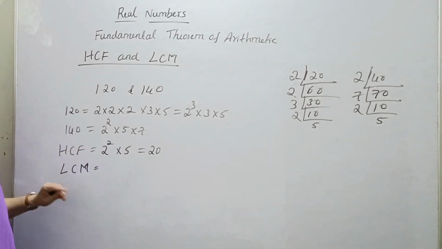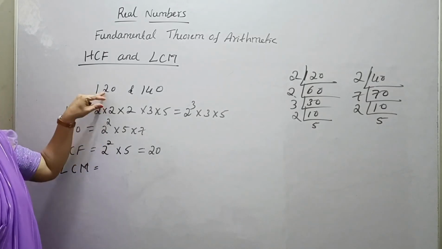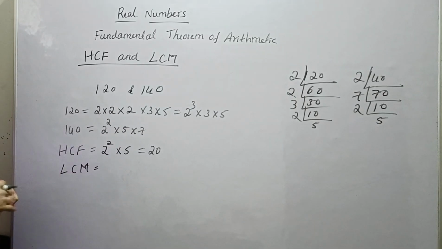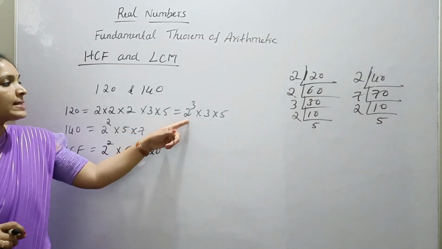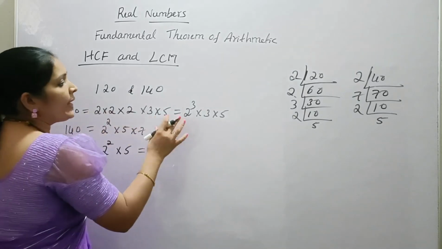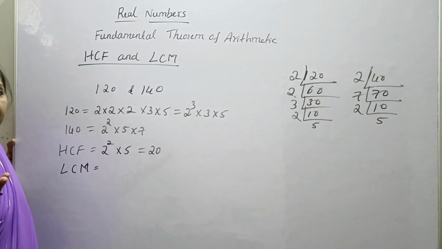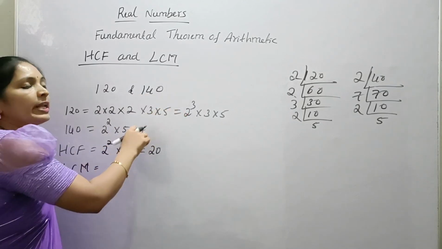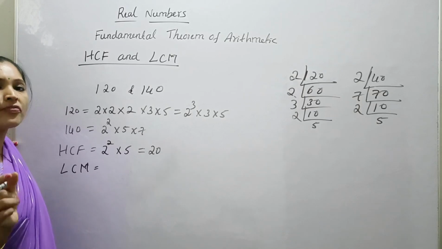Next is LCM. LCM is the least common multiple. That is the smallest number which is a multiple of the given numbers, which is divisible by both numbers. So how to write the LCM by the prime factorization method? These are the prime factors. Here you have to consider the greatest power of each factor involved in these numbers. No need to check common factors, just the greatest power of each factor.